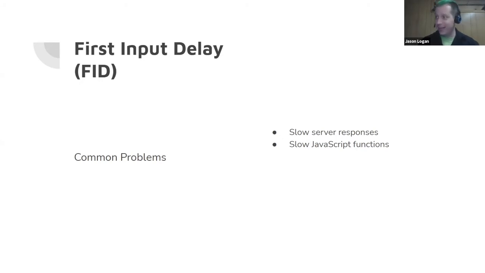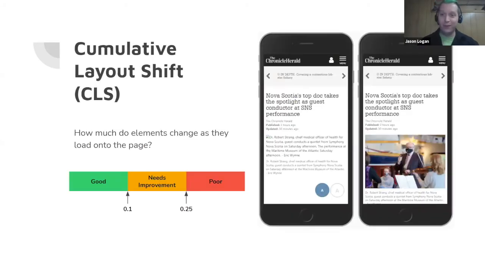And lastly, I have probably the most important of the three, the cumulative layout shift. And this one's really interesting because the way that they measure it is so mathematical. What they're doing is they're giving you a score between 0 and 1, some decimal place thereof. And if you have lower than 0.1, you're good. If you're lower than 0.25, you need some improvement, and then everything else is bad.